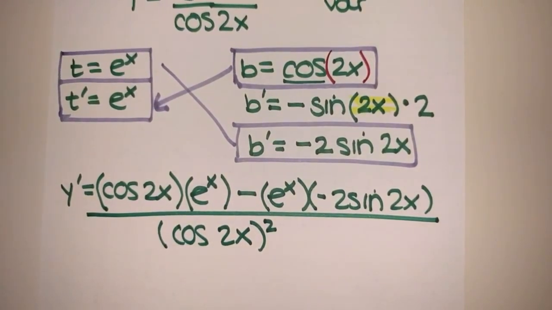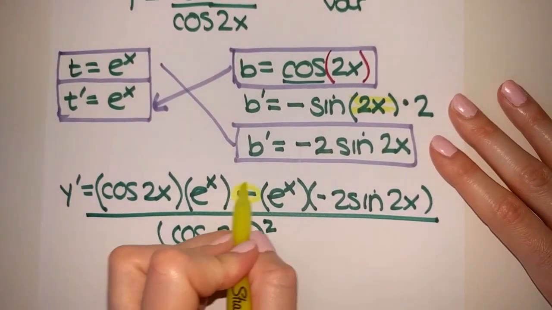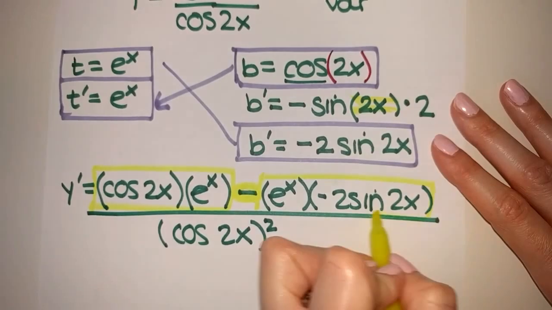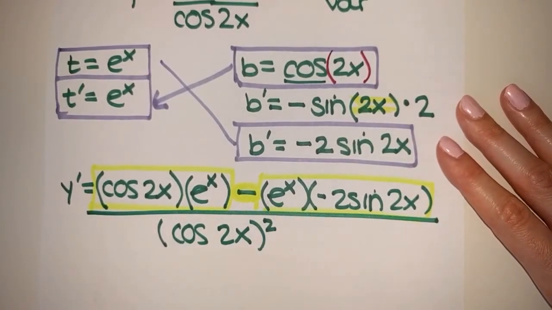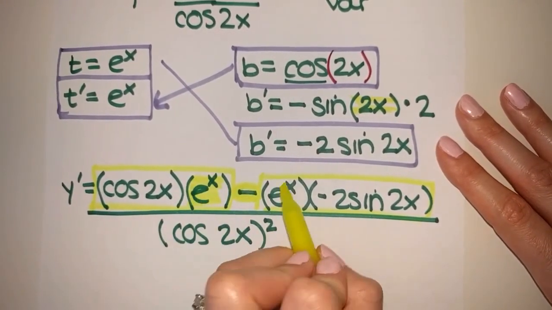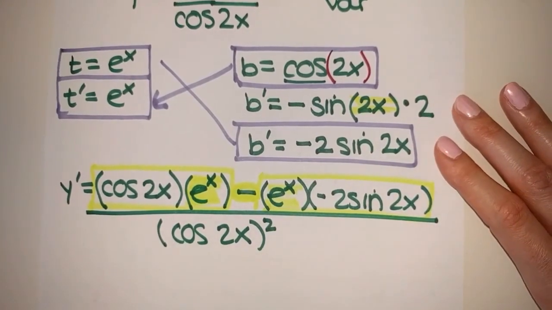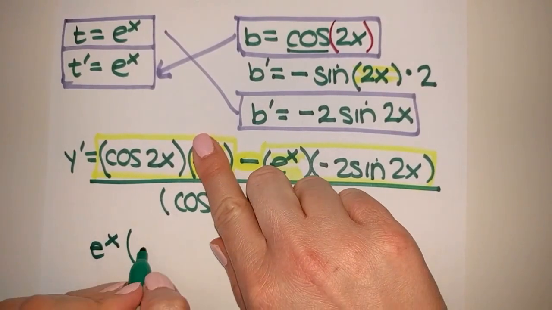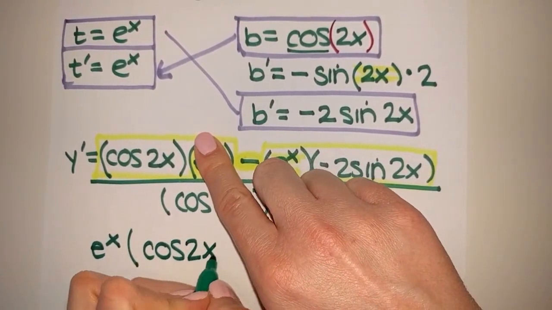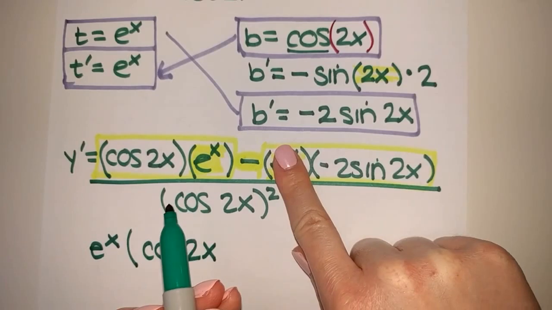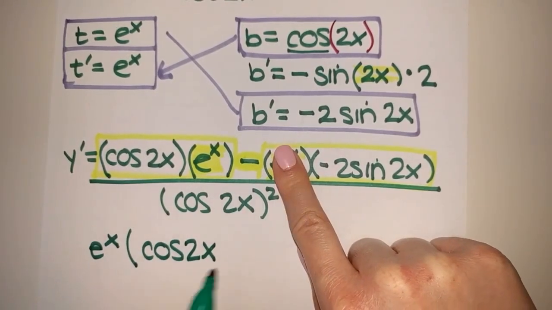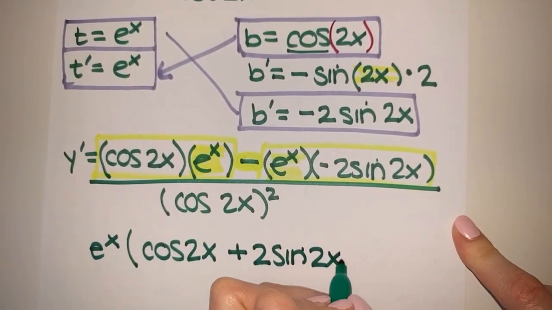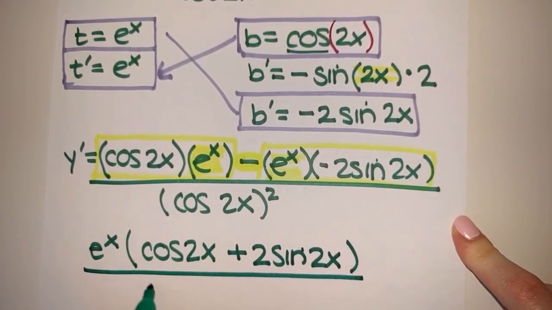Now, before you start distributing everything, I would look before and after this main subtraction sign and ask yourself, is there anything in common? And we see that the GCF of e to the x we can pull out. So we would take out that e to the x. When we take out the e to the x here, we'll be left with cosine 2x. Now here we take out the e to the x and we're left with a minus times a minus, so plus 2 sine 2x. And then that is over cosine.